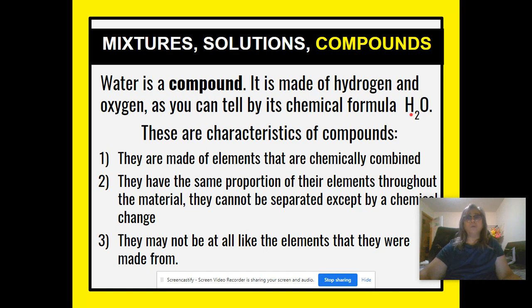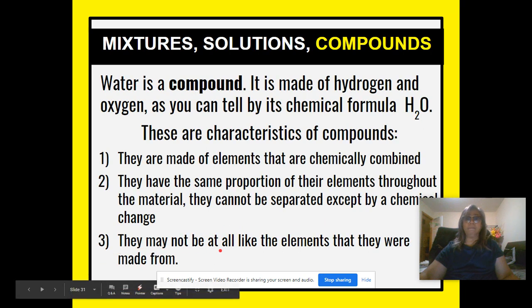Now, for most compounds, here are the characteristics. One, they are made of elements that are chemically combined. Two, they have the same proportion of their elements throughout the material. They cannot be separated except by a chemical change. And three, they may not be at all like the elements that they were made from.